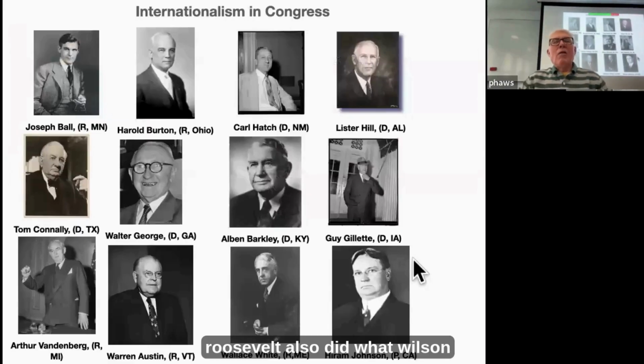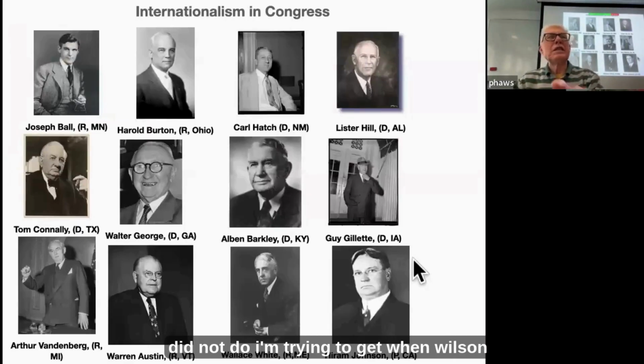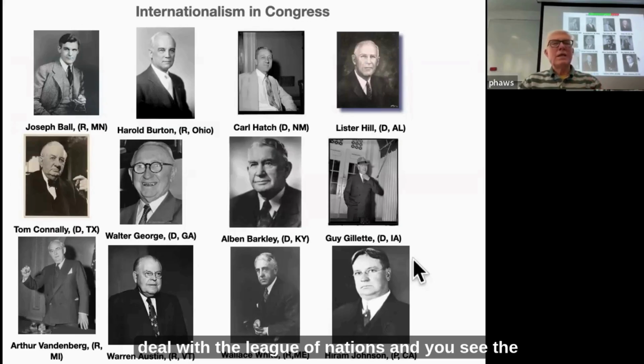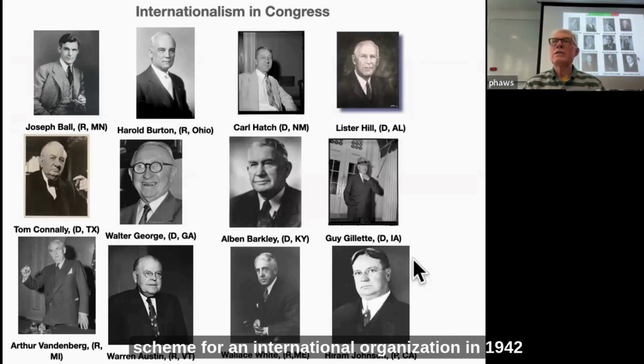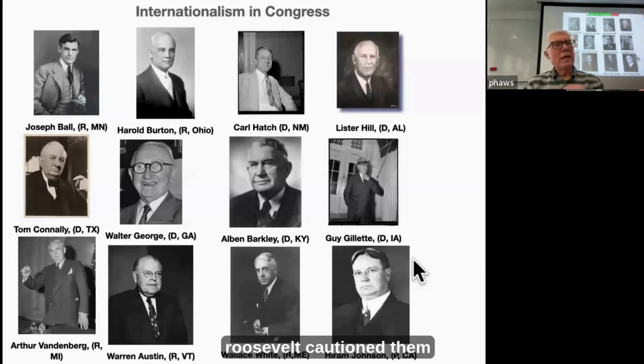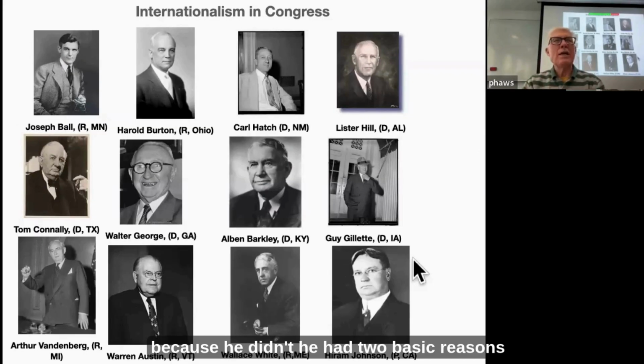And here, Roosevelt also did what Wilson did not do, in that Wilson never relied on Congress to deal with the League of Nations. And you see the first four people across here: Ball, Burton, Hatch, Hill. This is the so-called B2H2 group that devised a scheme for an international organization in 1942 and wanted to promote it almost immediately. Roosevelt cautioned them, and he got them to slow down, because he had two basic reasons for this.